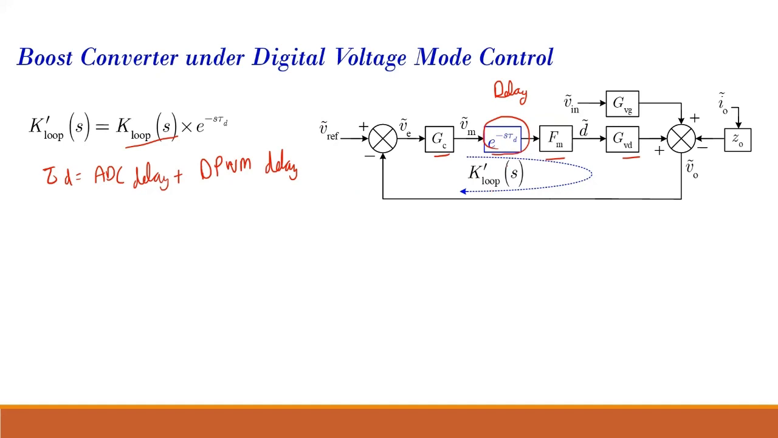And taking that into account, we will proceed with the same procedure. We will follow the same procedure which we followed earlier, but we will incorporate this e to the power minus s tau D. So can anyone tell me what is the magnitude of e to the power minus s tau D?